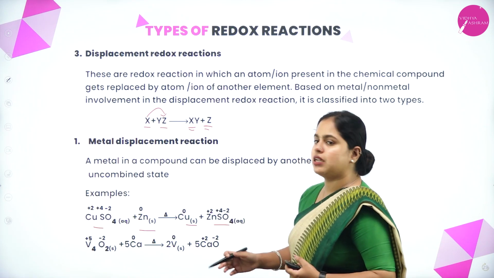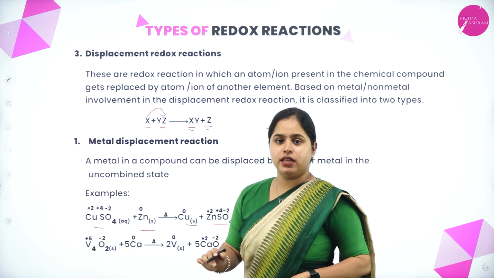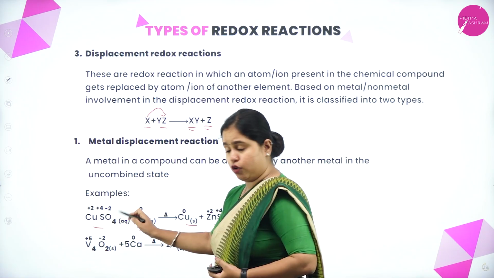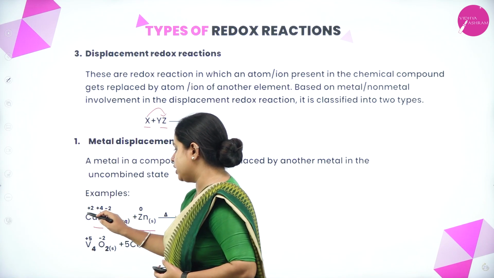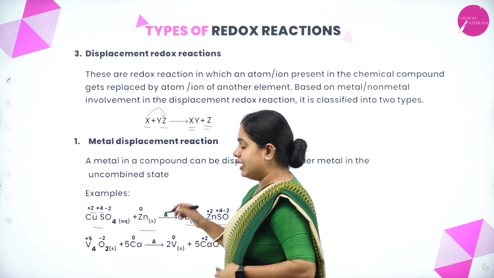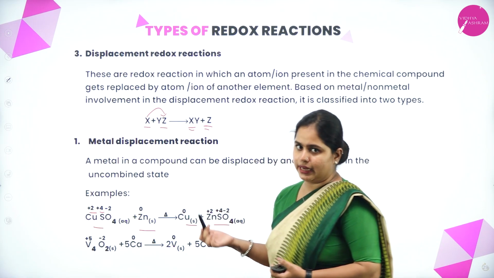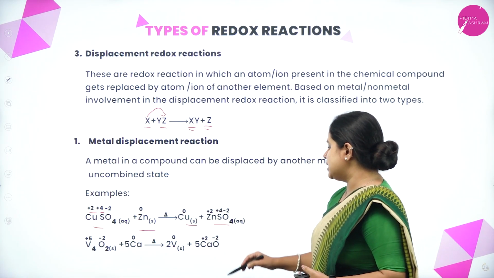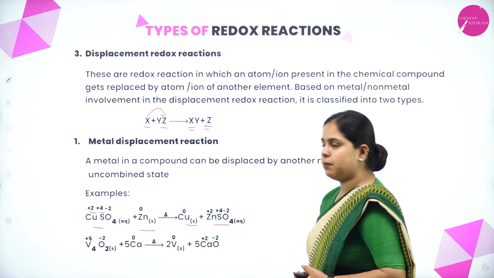Okay, here also in terms of redox reactions we are going to discuss. So let's see the oxidation number for each of it. For oxygen it is -2, and for sulfur it is +4, and copper it is +2. Again zinc is in its elementary state, so it will be 0. Copper again in elementary state, so 0. And zinc sulfate again, oxygen -2, sulfur +4, and zinc will be in +2 state.